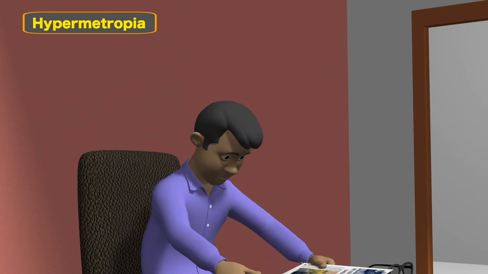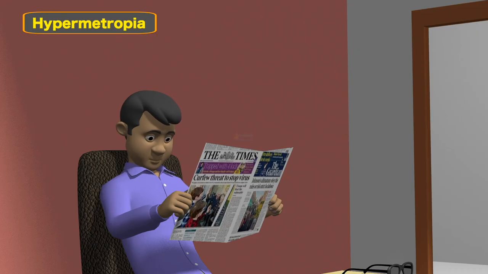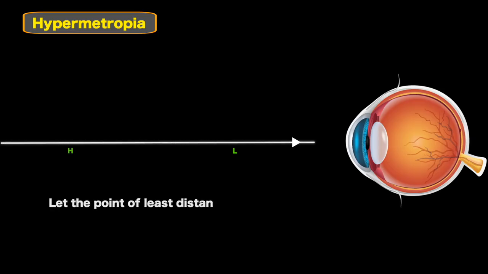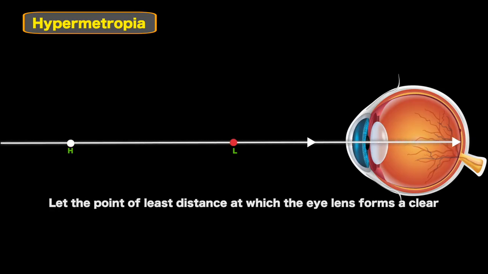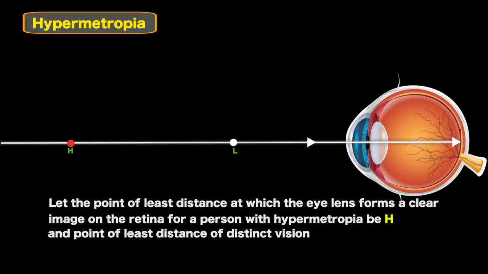Consider a person who is trying to read a newspaper. This person is unable to read the newspaper clearly and distinctly. When he is observing outside, he is able to see clearly and distinctly. So, the person is suffering from hypermetropia. Let the near point at which the eye lens forms a clear image on the retina for a person with hypermetropia be H and the point of least distance of distinct vision be L. This person cannot see the objects placed between H and L.